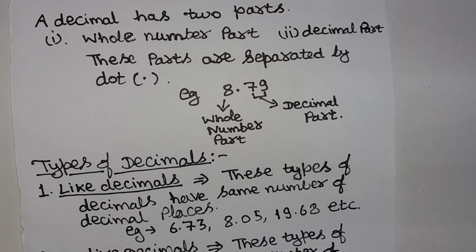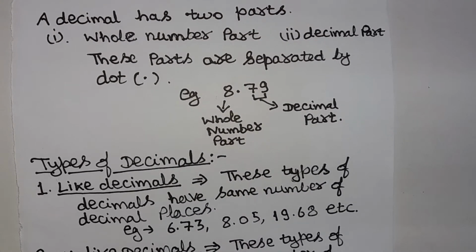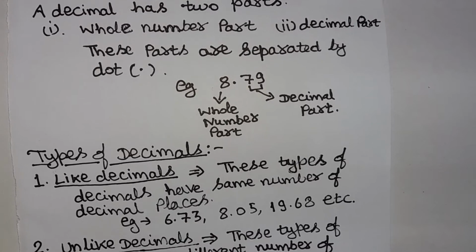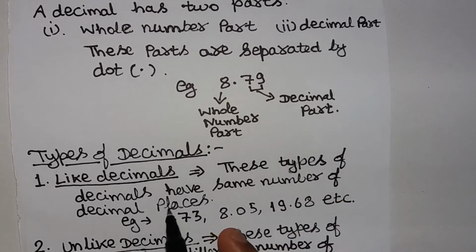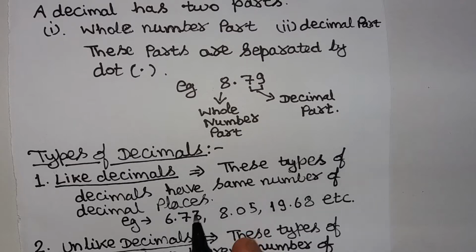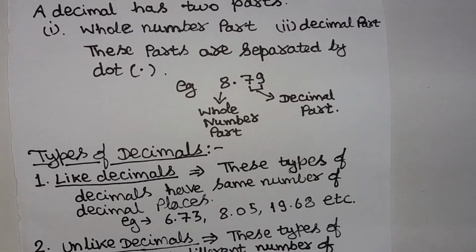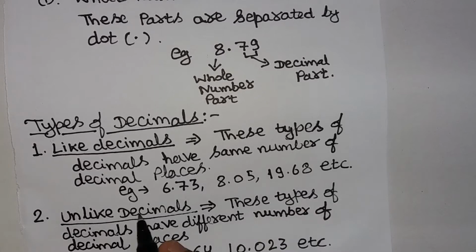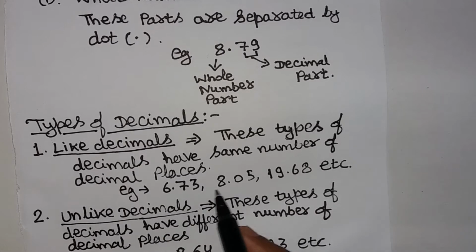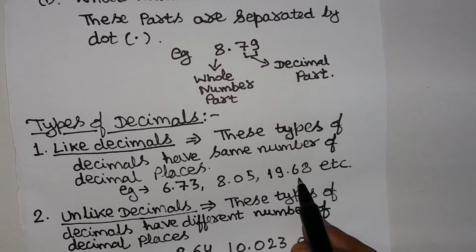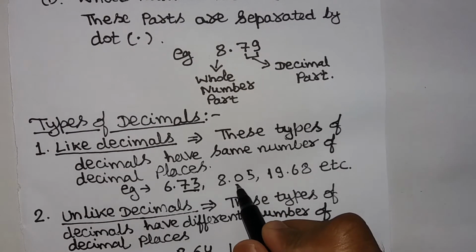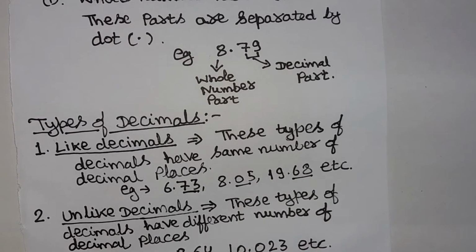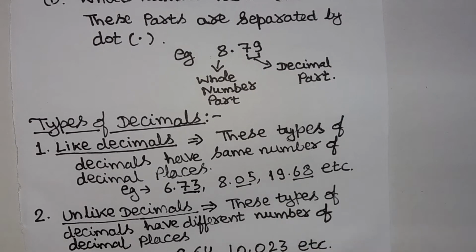So on the basis of this, types of decimals. First is like decimals. So what are like decimals? These types of decimals have the same number of decimal places. That means after the point the same number of digits are there. For example, 6.73, 8.05, 19.68. That means after the point there are two digits here, here also two digits, and here also two digits. That means these are like decimals.